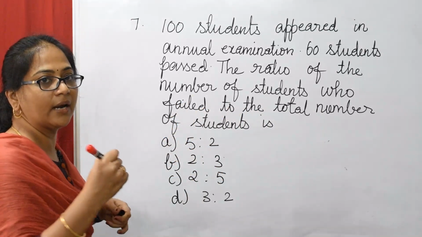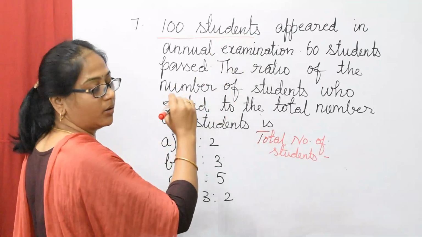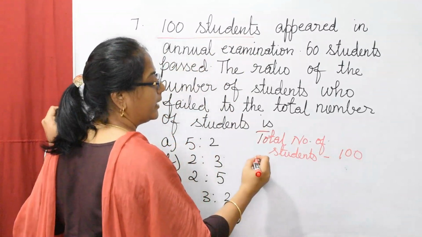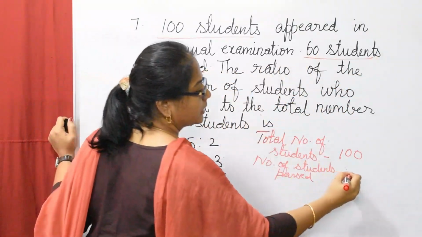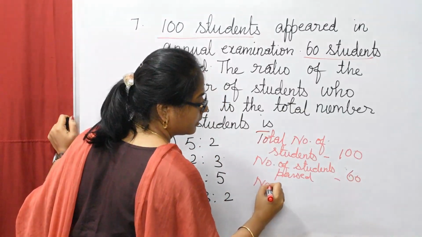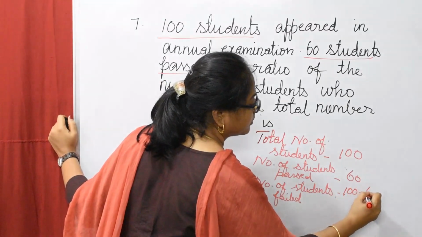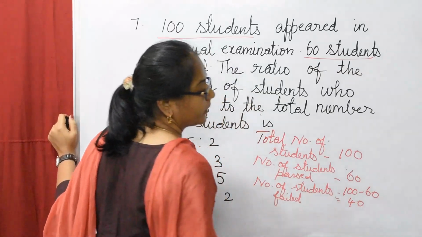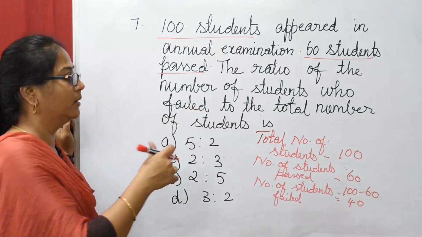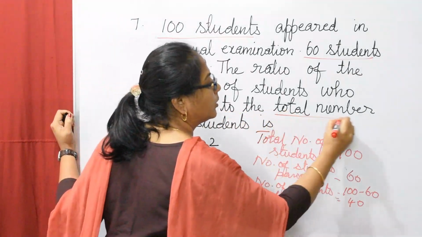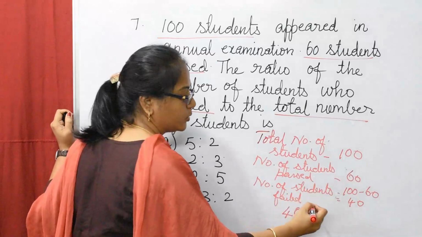Now let us start with total number of students. So 100 students appeared, so 100. And number of students passed, 60 students passed, so 60. So number of students who failed, 100 minus 60, which is equal to 40. Now we have been asked the ratio of number of students who failed to the total number. So number of students who failed is 40 and total number of students is 100.